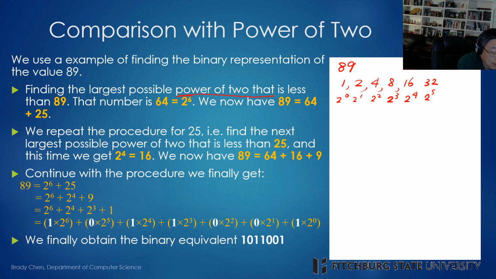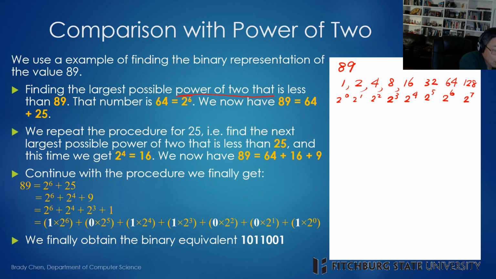So we just see that we simply need to double the number. So 2, 4, 8, 16, 32, and then the next number is 64, where we double the 32, so that's 2 to the 6, right? Now what's the next one? We double the 64, that's 128. That's 2 to the 7. Now, the first step is finding the largest possible power of 2 that is less than 89.